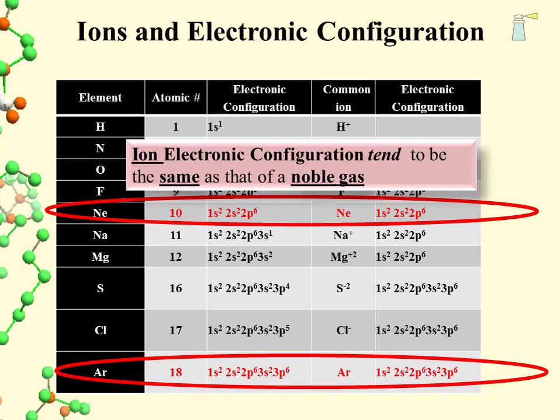We could make the same set of arguments for the elements right before and right after argon on the periodic table. Before, they gain electrons until they have an argon EC, and after, they lose electrons until they have an argon EC. So, if the student is comfortable generating ECs for atoms, then coming up with an EC of a corresponding ion should not be that difficult, because ion electronic configurations tend to be the same as that of a noble gas.